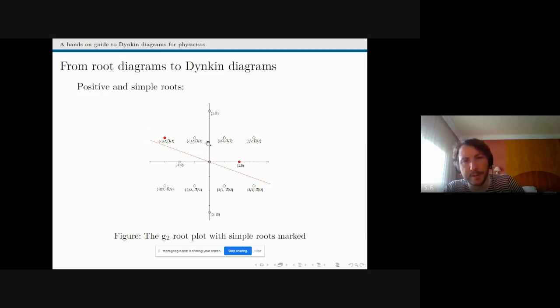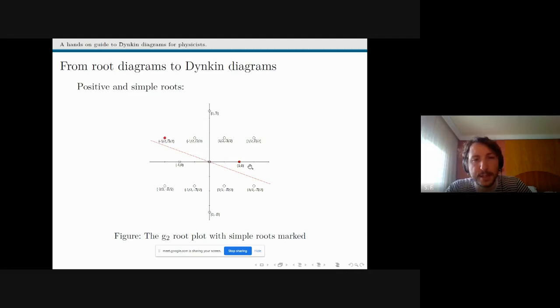Now, once you have your positive roots, notice that they're also not linearly independent. And it turns out what you want to do is find what are called the simple roots. Simple roots are positive roots which cannot be constructed as a linear combination of the other roots with positive coefficients. So for G2, it turns out it's these 2 roots here. These 2 roots that I've indicated in red cannot be constructed from the other roots with positive coefficients.